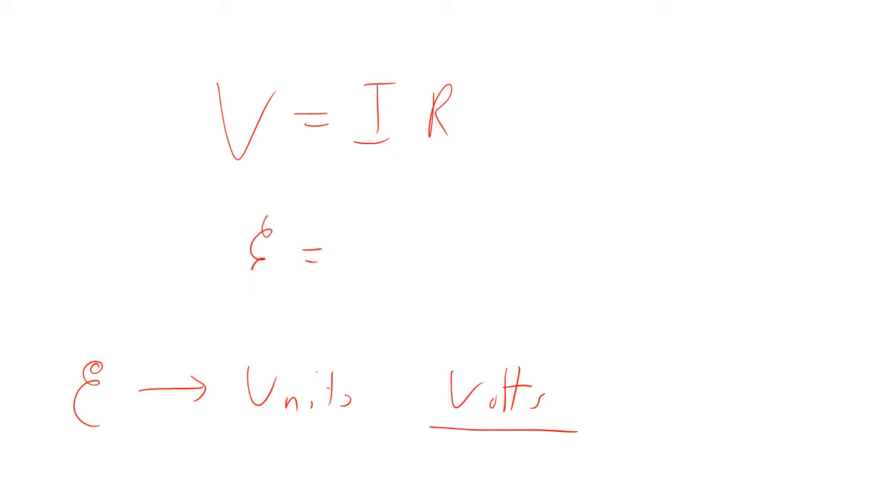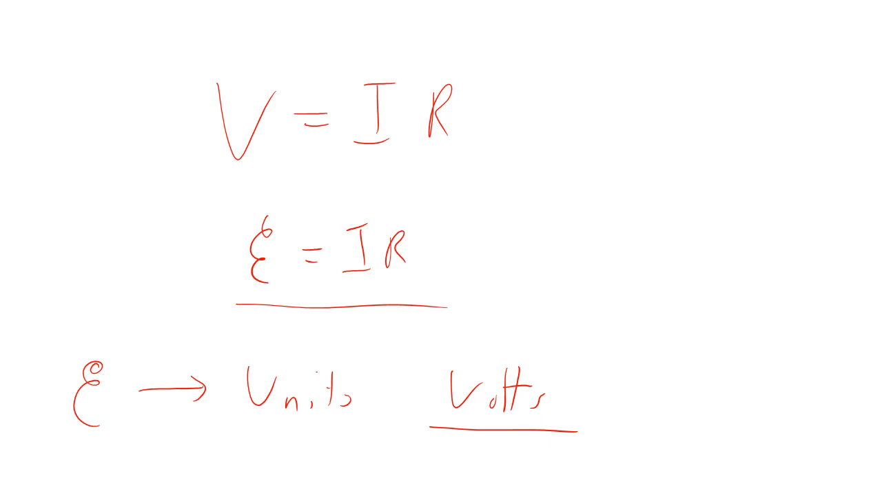And this is how you often see this written in circuits classes: E equals IR. This is Ohm's law, just substituting the concept of EMF for voltage, and really the two are interchangeable. So there we have Ohm's law.